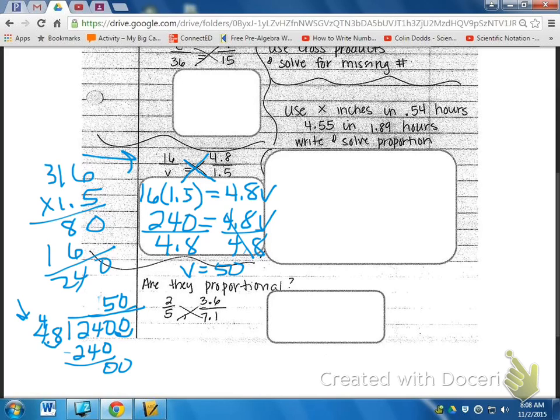Okay, word problems. When you are doing a word problem, you're going to compare some things, and you have to write the proportion and solve it.